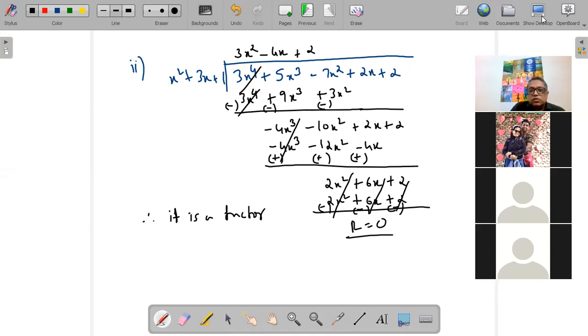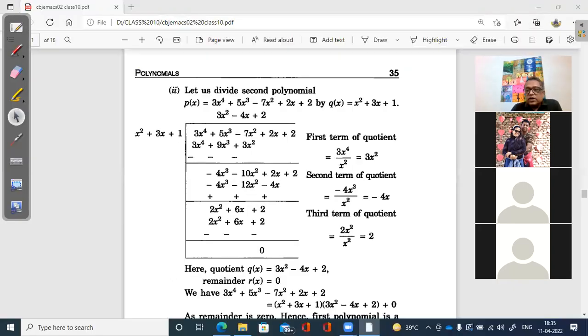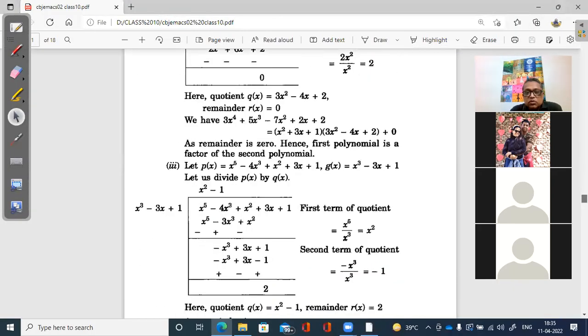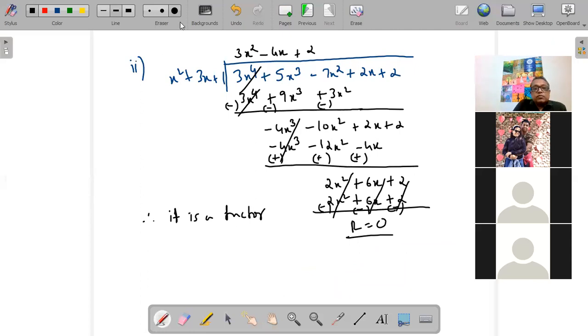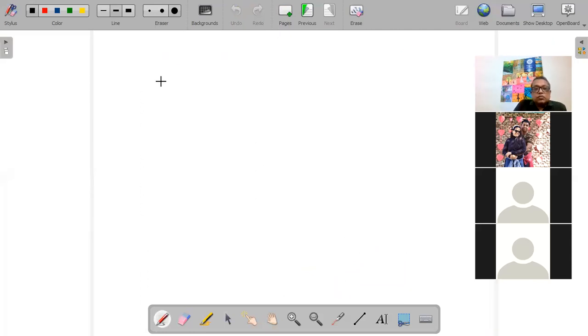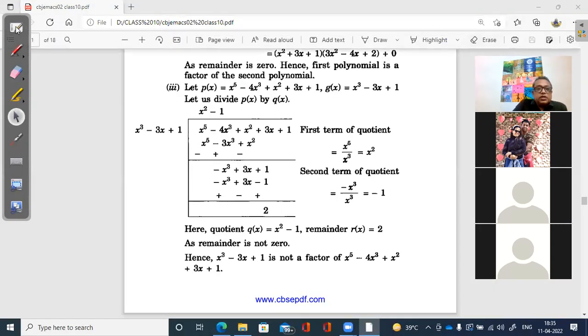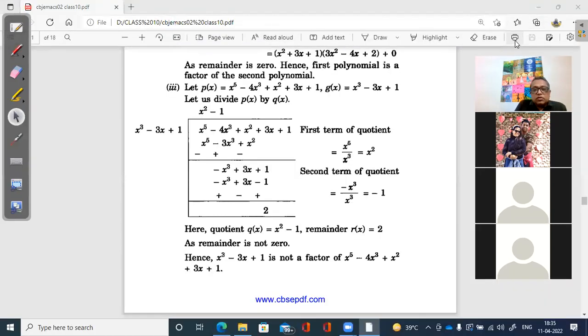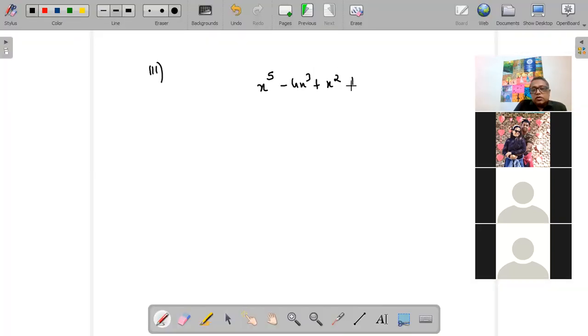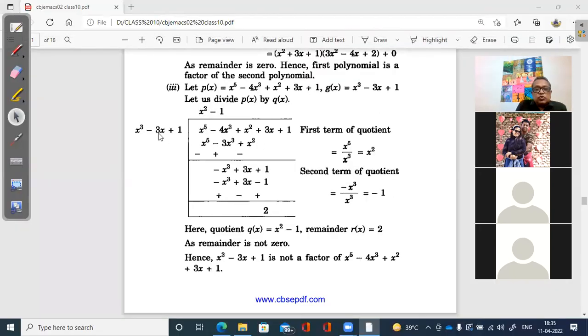So now we go to the third part of question 2. Again, division of one polynomial by the other. This is x⁵ minus 4x³ plus x² plus 3x plus 1, divided by x³ minus 3x plus 1.